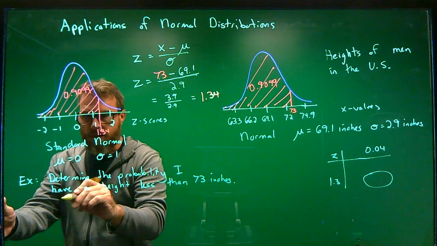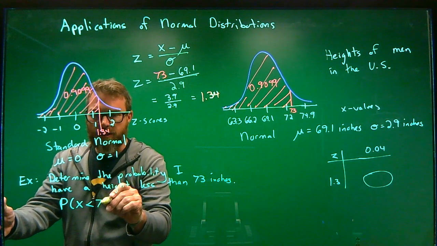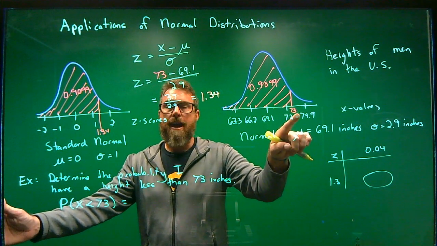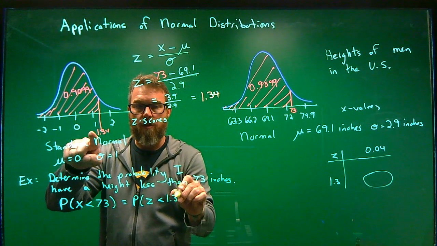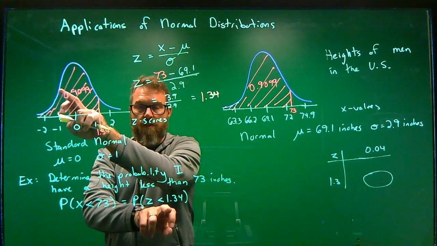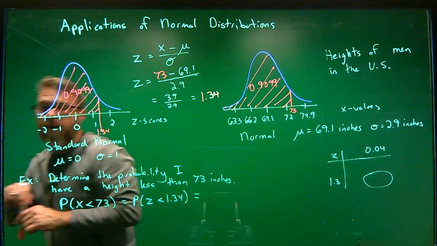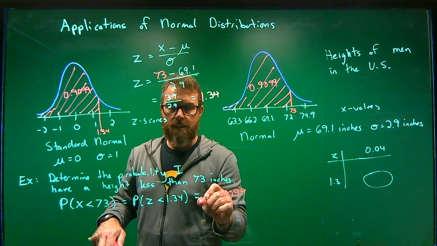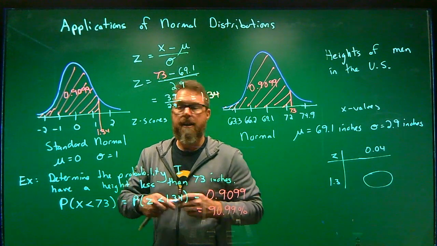What I'm asking is, I want to know the probability that x is less than 73. Now it just so happens the probability that x is less than 73 is equal to the probability that z is less than 1.34. What this really means is that this pink area over here is equal to this pink area over here. Now I can use my table to find that pink area, which is going to give me 0.9099, or I can say that this is a 90.99% chance that I have a height less than 73.